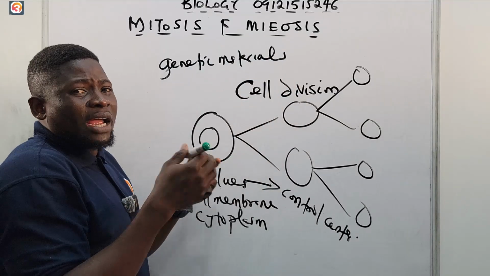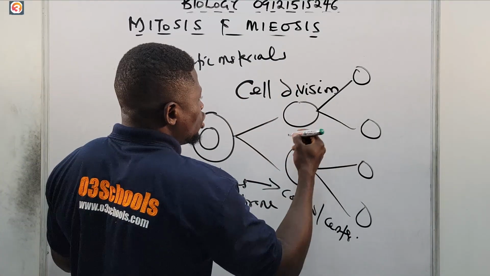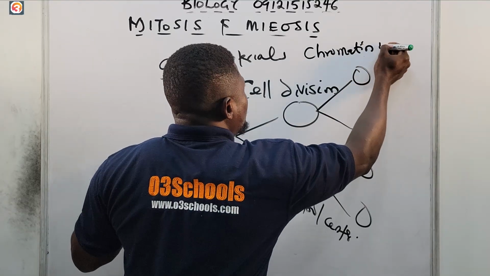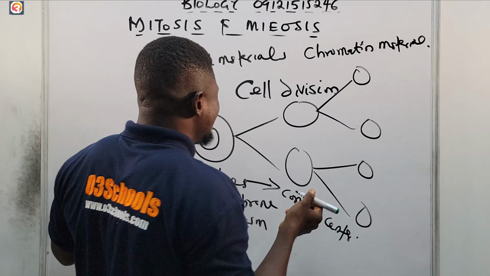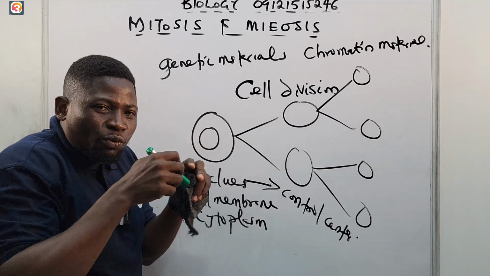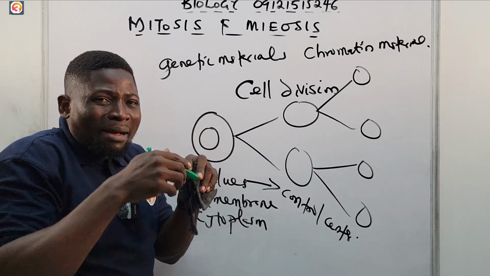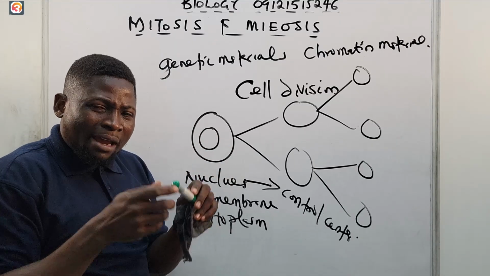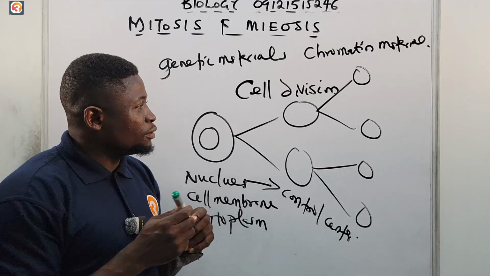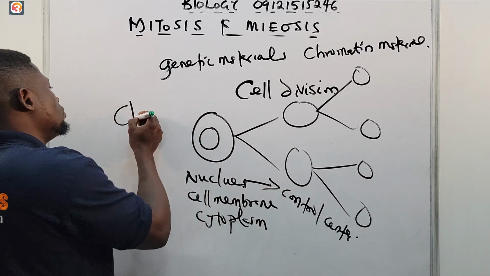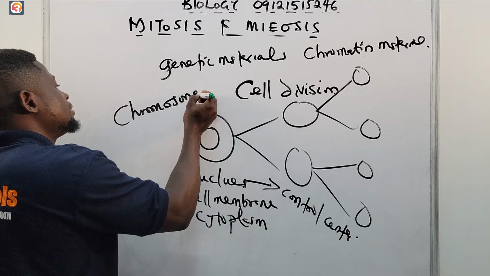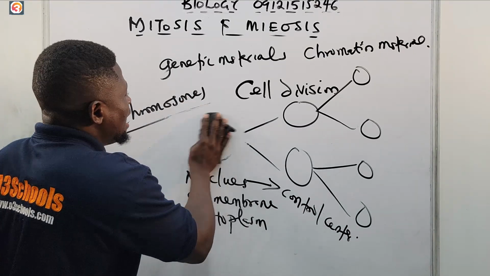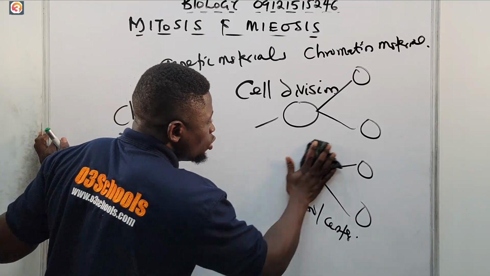It is where we find the chromosomes, or let us say chromatin material, you better put chromatin material. It is in the nucleus that we find the genetic material that we are made of, the chromatin material, the chromosomes that are embedded in the nucleus. This means that we'll have something called chromosomes in our body. And how many chromosomes do we have in our body?